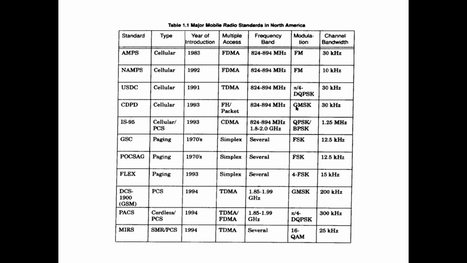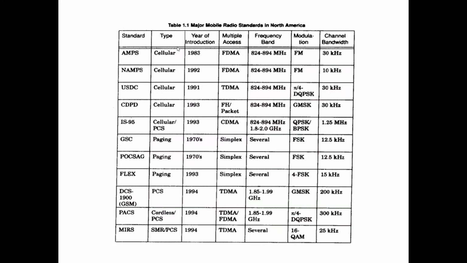The type of modulation is Gaussian minimum shift keying modulation. We have another standard, which is paging. Of course, we are going to define and explain what we mean by paging in the next lecture, I mean tomorrow, inshallah. Cordless telephone and other standards.